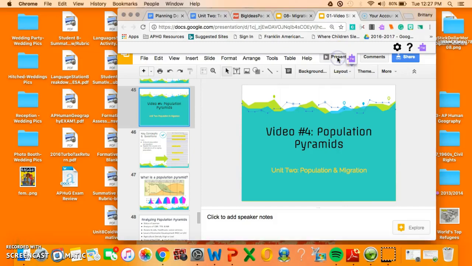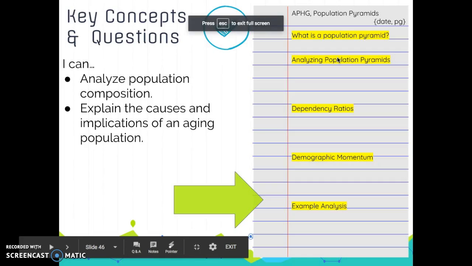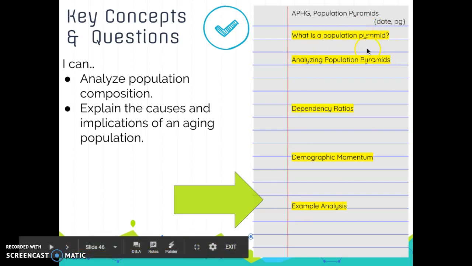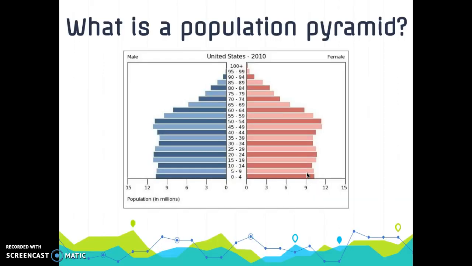Hi folks, in this video we are talking about population pyramids, and after you watch this you should be able to analyze population composition and explain the causes and implications of an aging population. So we're going to break this lecture down into all of these different categories. So take a second to set up your notes and make sure that your key topics here are highlighted.